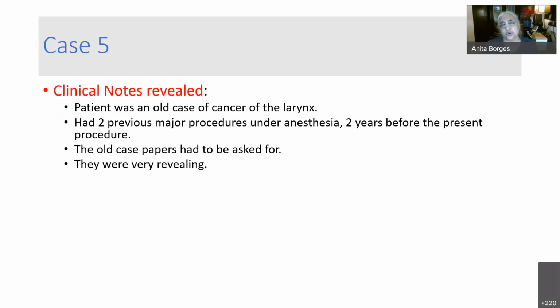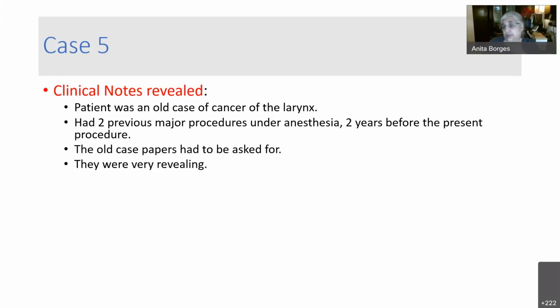And when I asked for the notes, what I got was like 4 pages. Patient admitted on such and such day, seen by an anesthetist, fit for surgery, needs direct laryngoscopy or whatever else. And except for the orders for the preoperative anesthesia, like atropine and whatever else they had written down over there, there was nothing. And I said, what? This patient has had 2 previous major procedures in the same hospital. Can I have a look at the old papers?